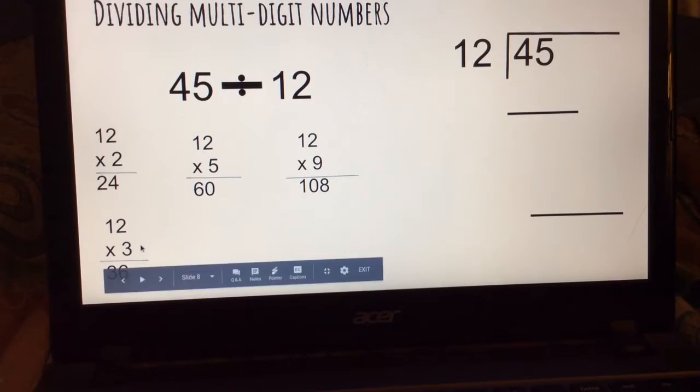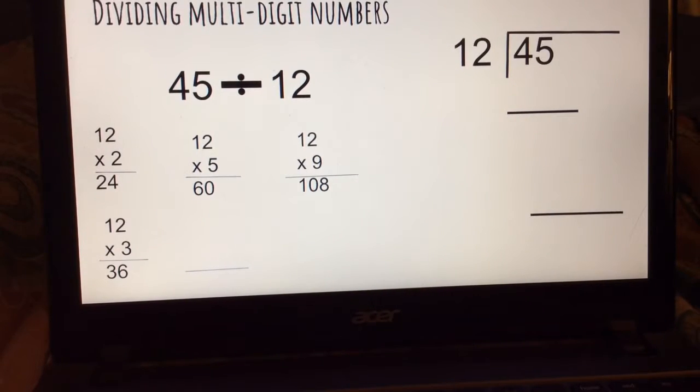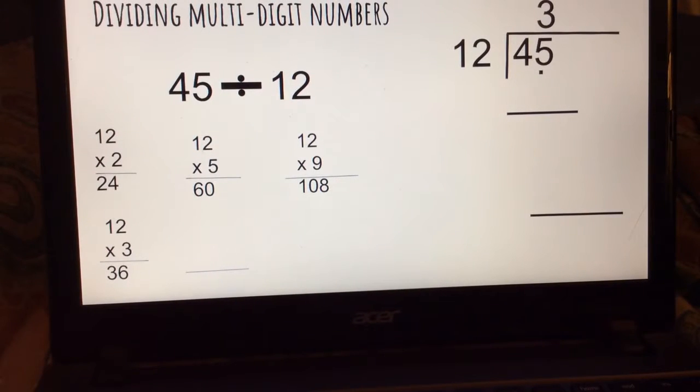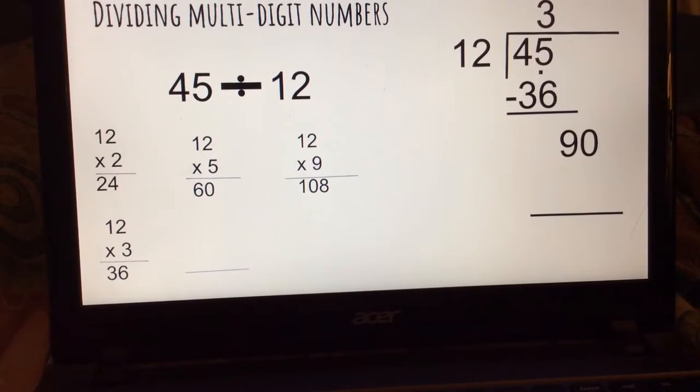When I multiply by 3, I get 36. And 36 is pretty close. And I'm pretty sure that if I multiply by 4, it's going to be way too much. So I'm going to put in 3 and use that. So I have 3. And now I'm going to put my 36 in. And I'm going to subtract that. And when I subtract that, I get 9 left over.